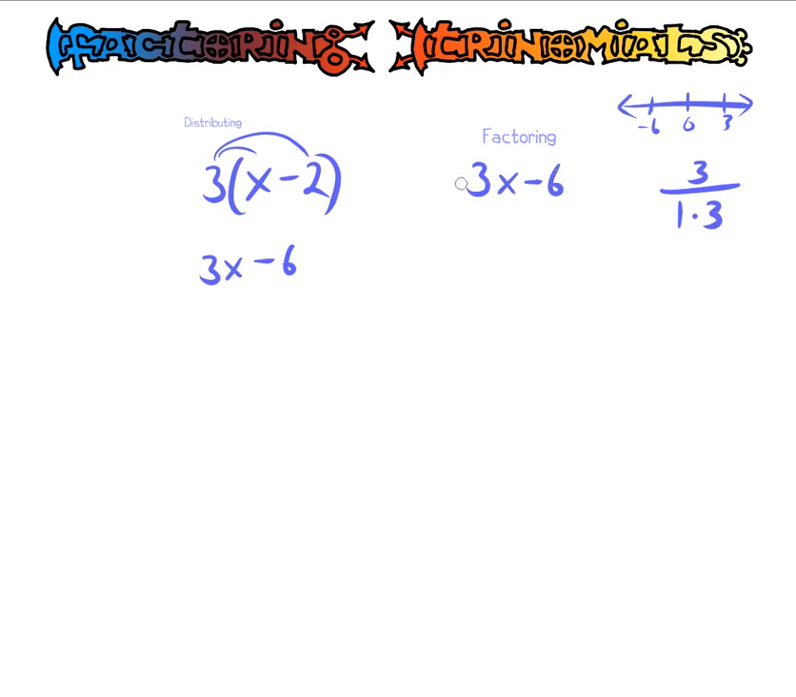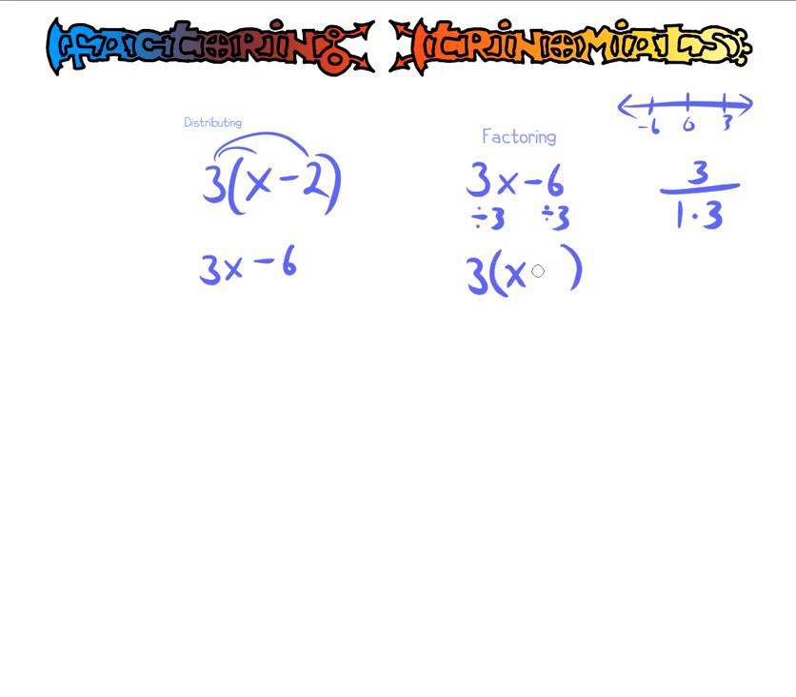In this case, what I can factor out is a 3, because negative 6 can be divided by 3 as well. So I'm going to divide this by 3, and I'm going to divide this by 3. By doing that, I can pull this 3 out in front of a set of parentheses. What's left inside is whatever's left after I divide. 3x divided by 3 is going to be x, technically 1x, but that 1 you don't have to write.